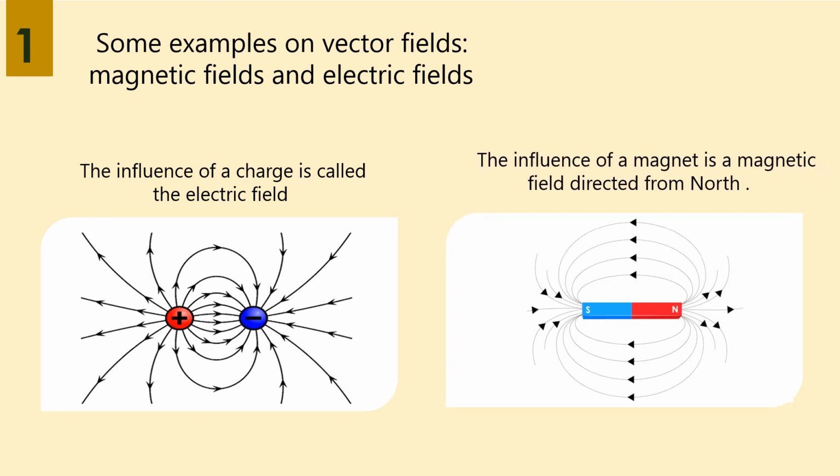The figure to the right shows the influence of a magnet on the region surrounding it. You notice the lines going out of the north and coming into the south. We might study magnetic fields later on during this year, but the influence of a magnet on a region surrounding it is known as the magnetic field.